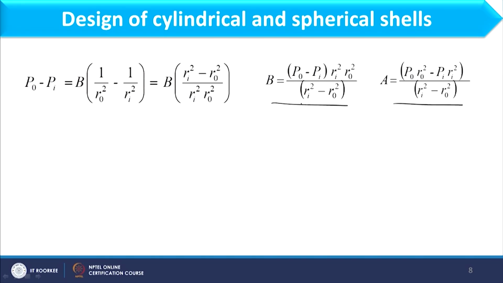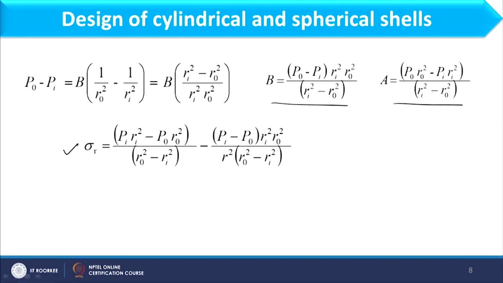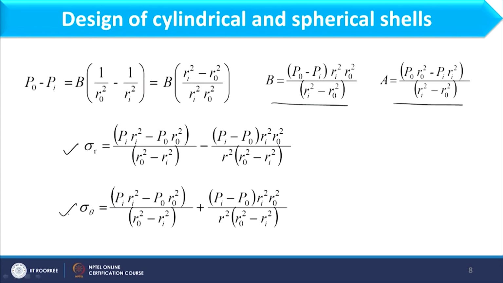Okay. So these a and b expressions I will further use in the equations which we have considered as Lame's equations, and then we will go for the final expressions. So let us do that. Putting a and b in Lame's equation, I can find the expressions for sigma r as well as sigma theta. Okay. So these two equations we can derive by putting in the values of a and b.